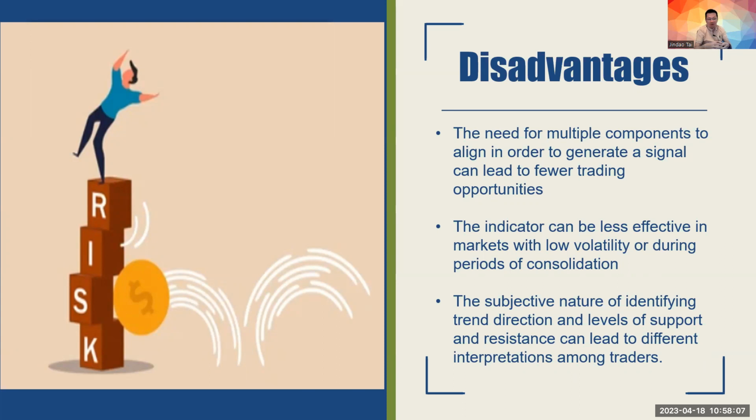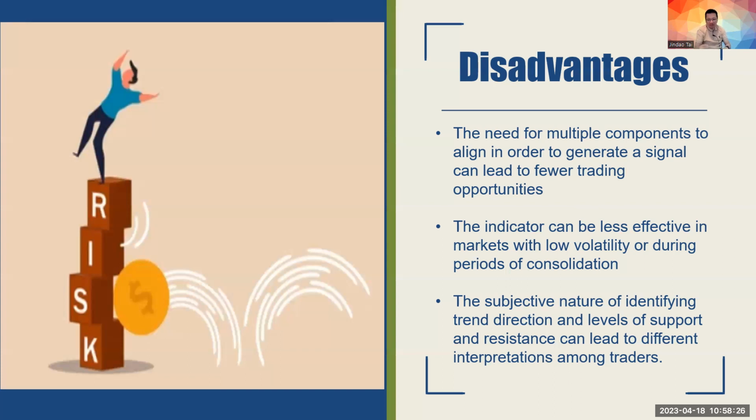We always know about paralysis by overanalysis. So sometimes having too many components, especially here in the Ichimoku where there are so many lines, it could get confusing. You could get lost with the indicator. You could have fewer trading opportunities, or you could end up with a lot of false signals.